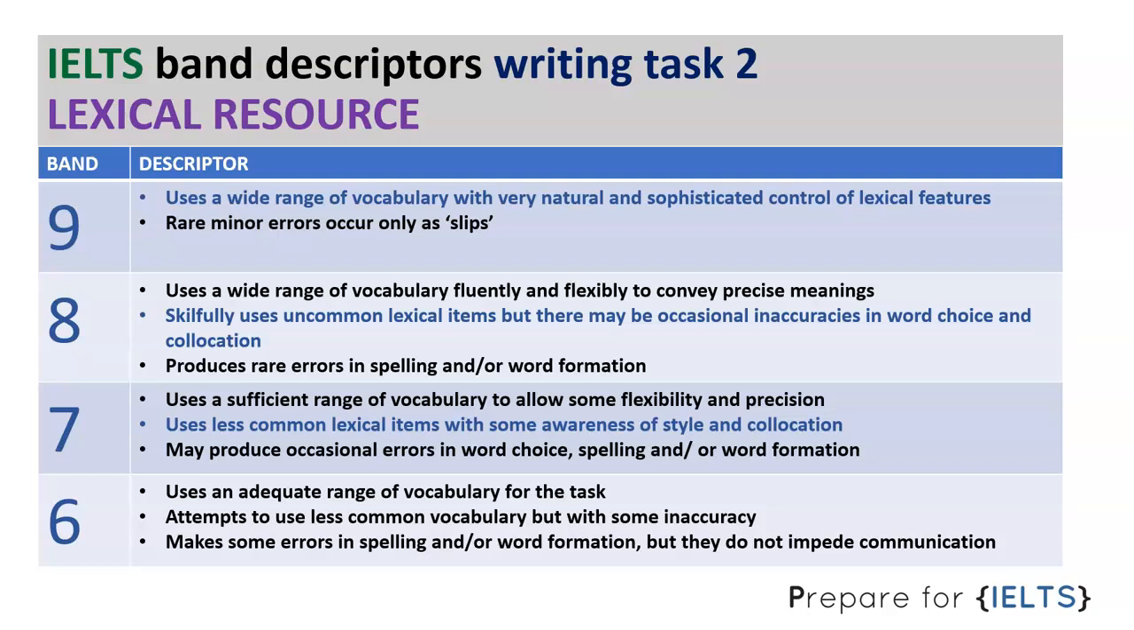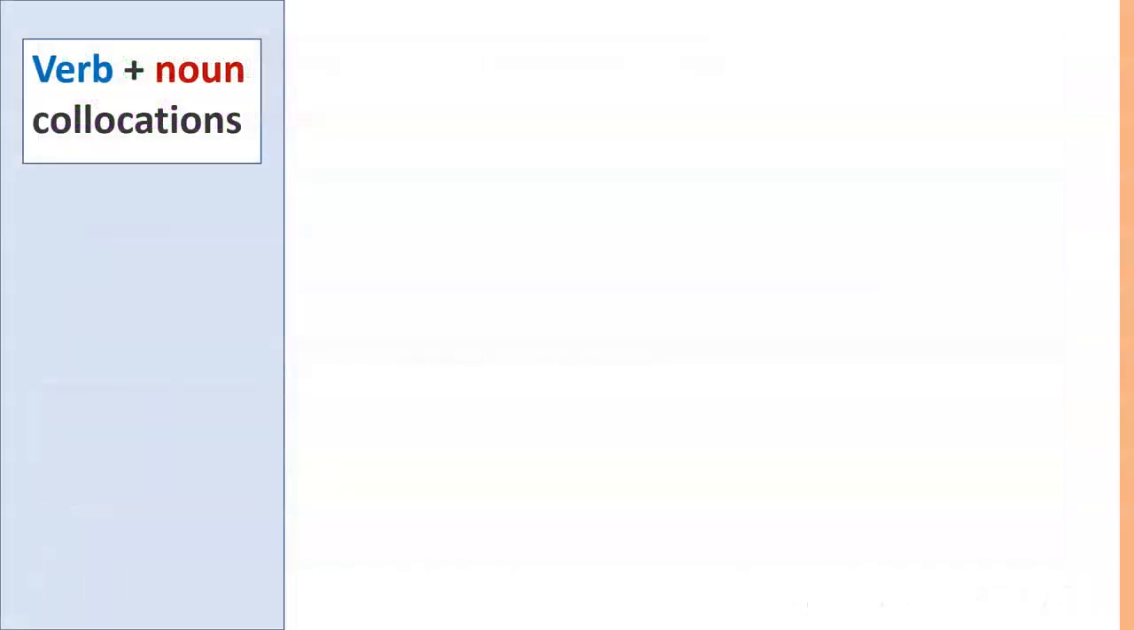So even at band 8, you can get them occasionally wrong. And you can see as you go down the band descriptors, they are referred to. So collocations are a feature of complex language and they will get you a high grade. Let's go through some of the main ones and see which ones you can use. And we'll start with verbs and nouns.